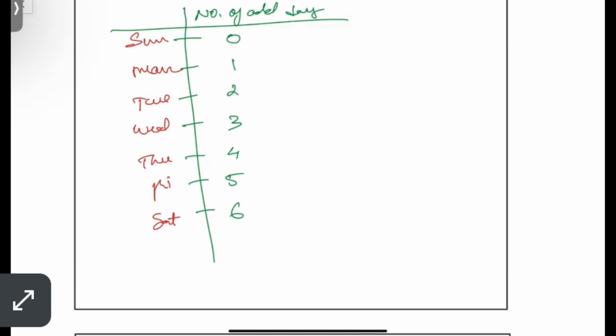Even with the shortcut approach I'll be needing this, and whenever we do it by the traditional approach we'll need this too. So the simplest thing is to memorize that it starts from Sunday and it is 0. Try to remember it that way.